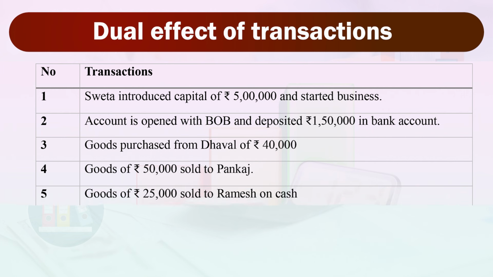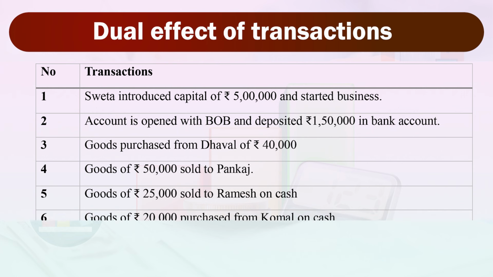The fifth transaction is goods of rupees 25,000 sold to Ramesh on cash. Now, in this particular transaction the name Ramesh is given and also the word cash is given. So, this transaction is related with cash sales. The sixth transaction is goods of rupees 20,000 purchased from Komal on cash. Again, the name Komal is mentioned and the word cash is also mentioned. So, it is a transaction of cash purchase of goods.